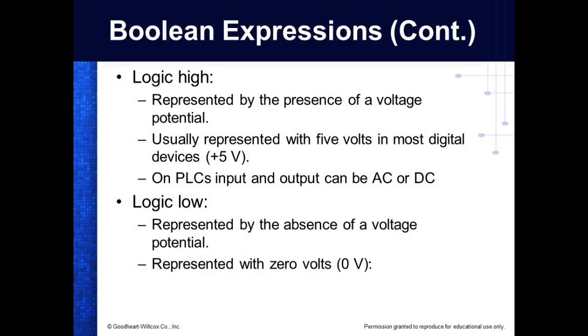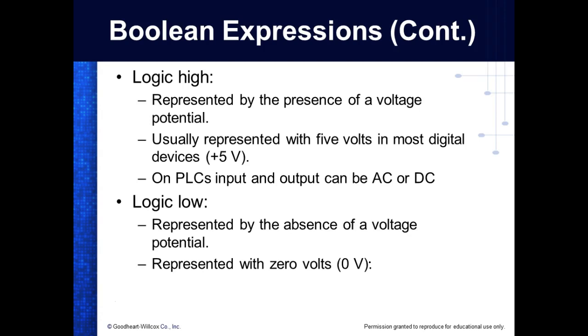So we call them logic highs, represented by the presence of a voltage potential. Now inside the PLC, they use what they call TTL voltage level, which is 5 volts. So 5 volts would represent a high, or something around 5 volts. You can't say exactly 5 volts because our voltage is very good. It's actually 2.4 volts up to around 7 volts to consider a high on an input.